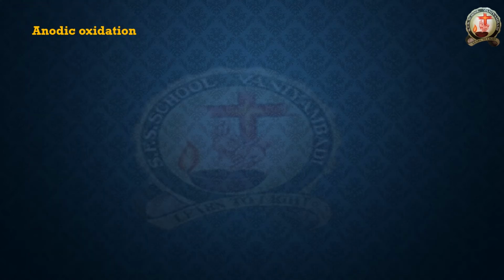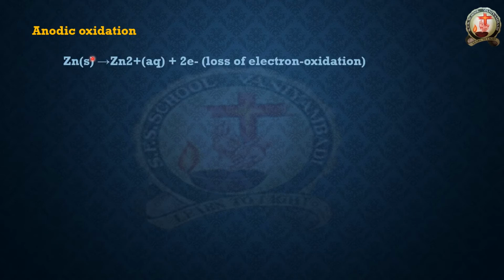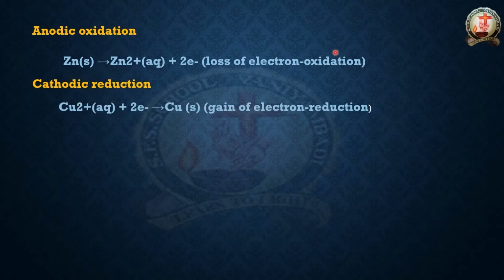So what is happening inside? What is the anodic reaction? Solid zinc will lose electrons in the aqueous medium. We get electrons, so electron loss is happening. We call it oxidation. Finally, what is the cathodic reaction? The copper 2+ in the copper sulfate solution accepts electrons from the zinc, and we get solid copper. This is gain of electrons, called reduction.